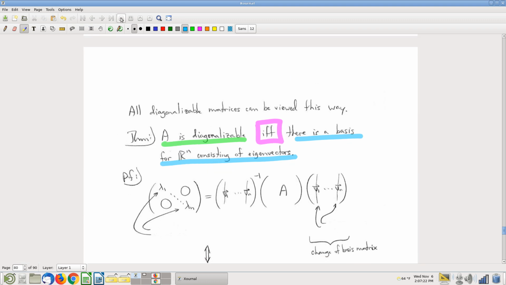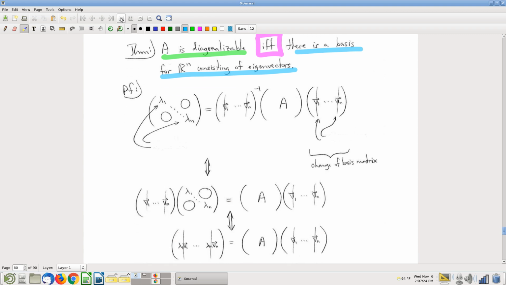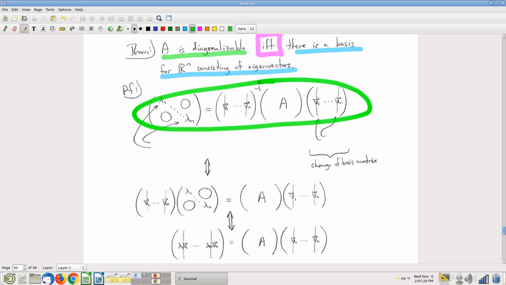So let me get this whole page on at the same time. And notice that all this statement here says is that A is diagonalizable. Now, pause. I say A is diagonalizable. What it means to be diagonalizable is that the matrix is conjugate to a diagonal matrix. So this statement here just says A is diagonalizable. I'm claiming that this is true if and only if there exists a basis of Rn consisting entirely of eigenvectors. Well, this is what that would look like.